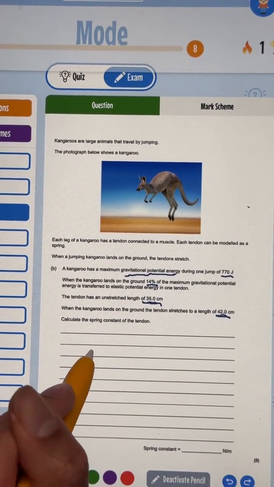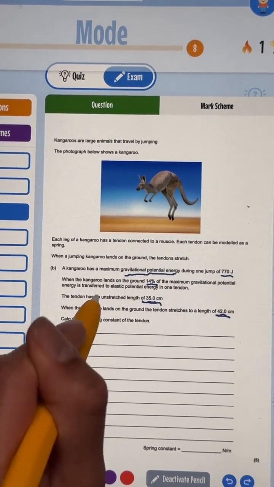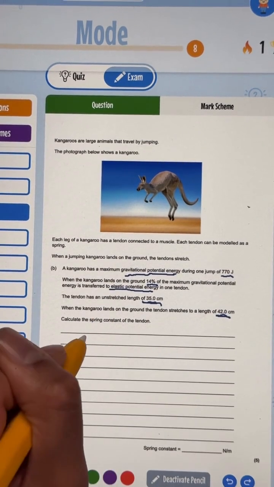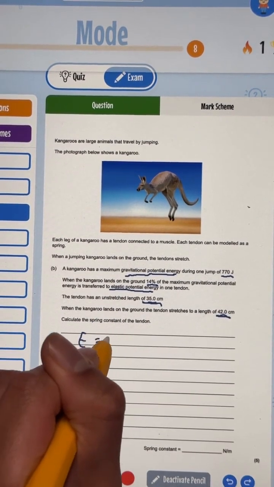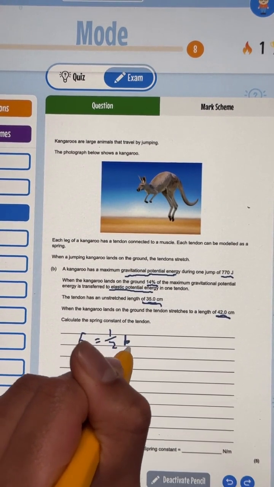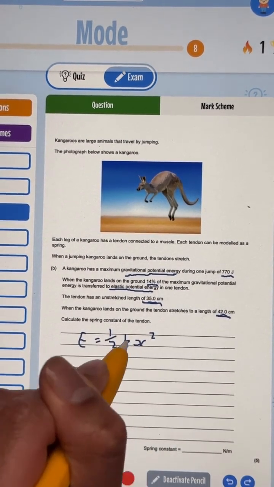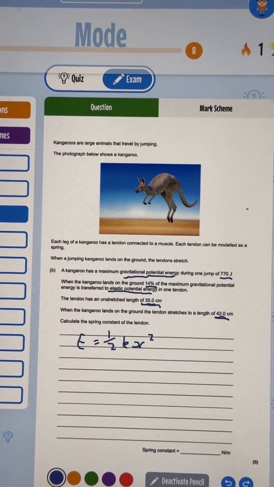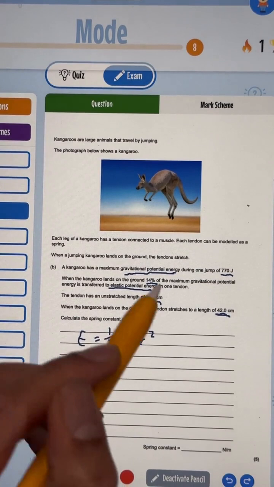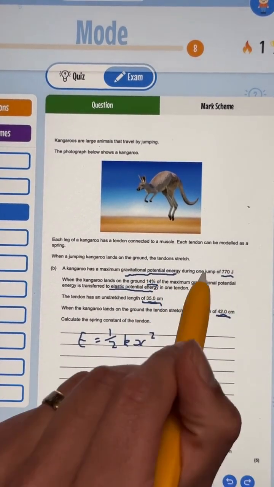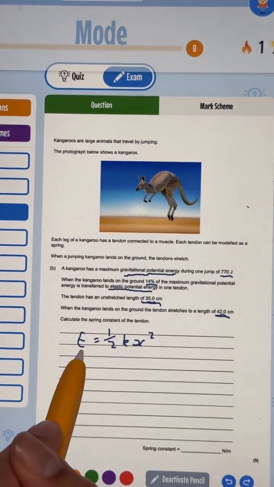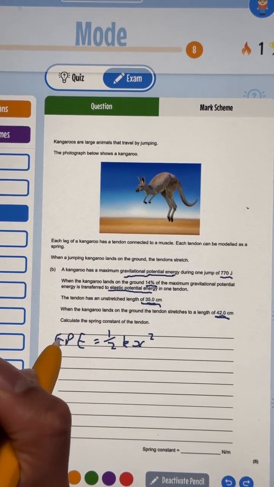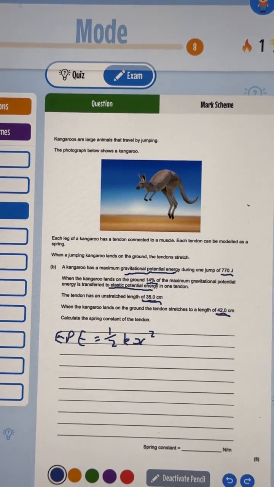To work that out, we need, again, the equation for elastic potential energy. That's where we find the spring constant. So I will put E equals half kx squared, what I referred to before. Half times spring constant times extension squared. Now, let's see what we know from the question. They've given us a gravitational potential energy of 770, not elastic potential energy. So apologies, I will put EPE here, just to clarify this is the equation for elastic potential.